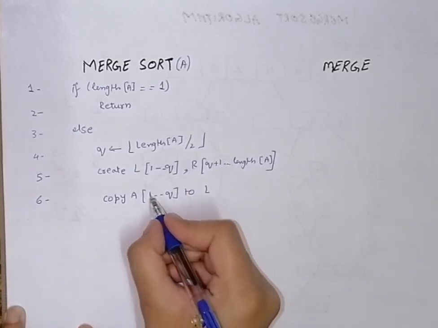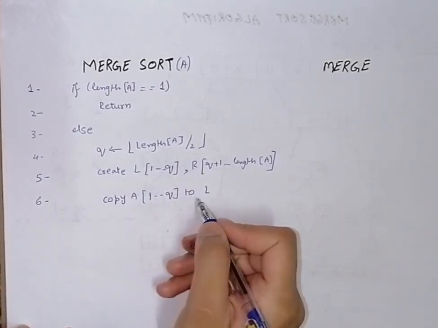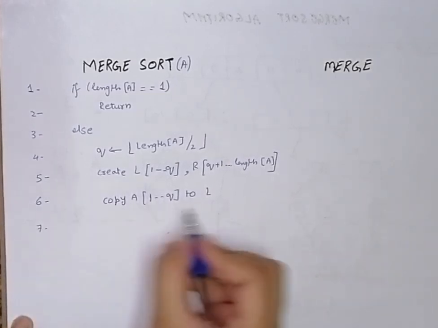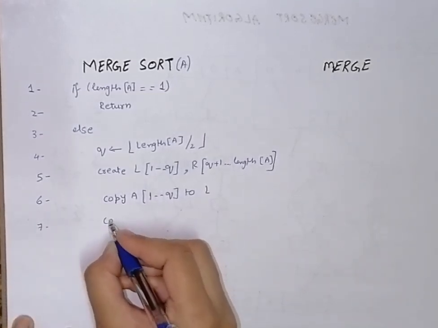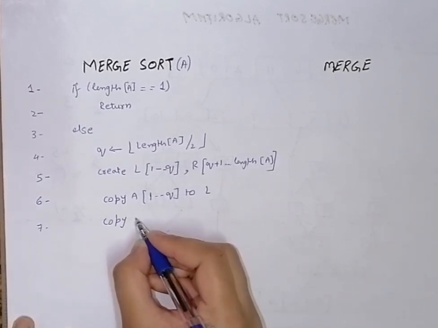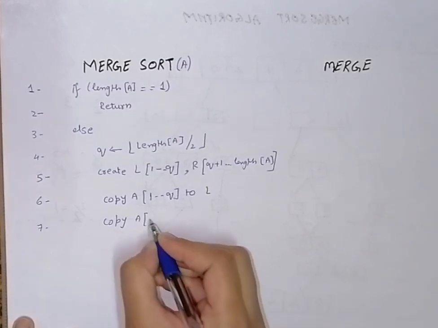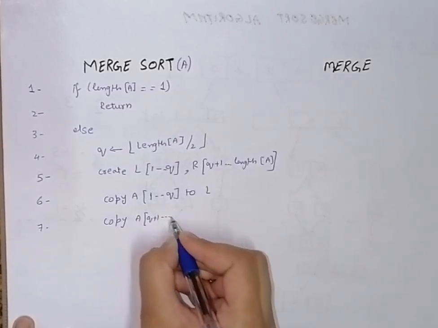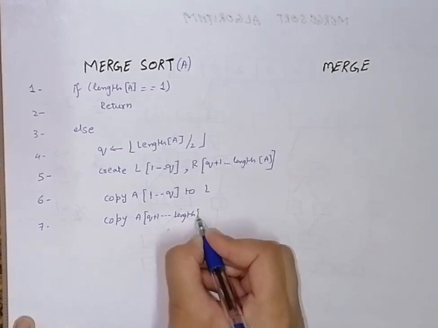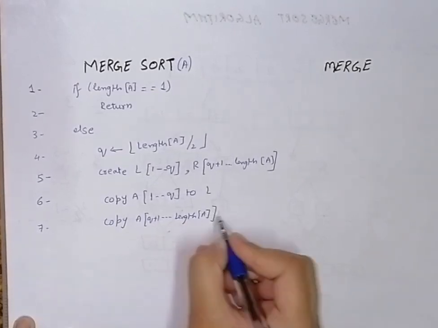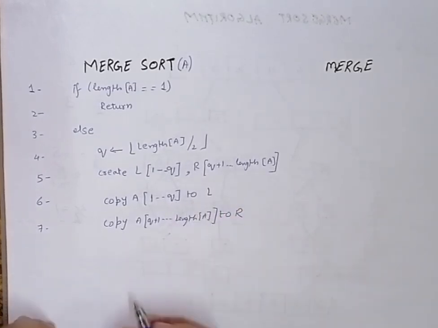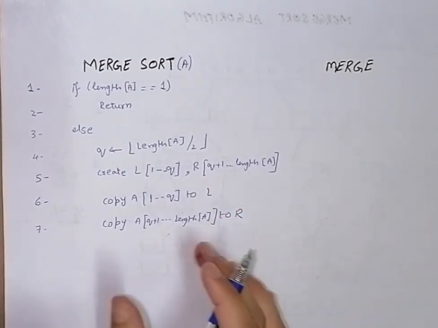I have copied the starting 1 to Q elements, or the starting half portion, to this left array, and again I have to perform the copy operation, which copies all the values of the array from Q plus 1 to length of A into which array? R. This one. Okay, then this is how I have created two arrays.